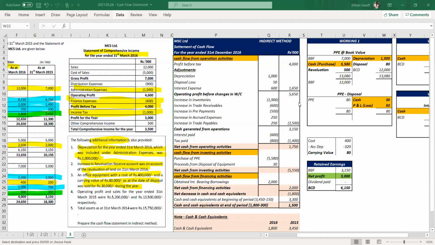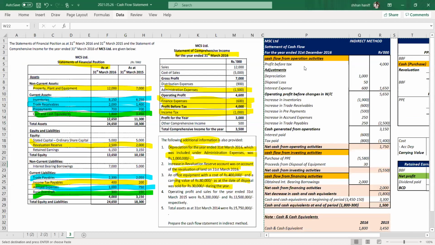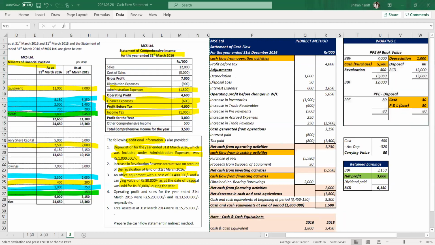This is very simple if you know the process now. Indirect method is very simple. Get the profit before tax. The main adjustment, as I said, is the PPE adjustment, right? Calculating the depreciation and disposal profit, cash, those things. This is very simple and easy when you compare with final accounts and other questions.